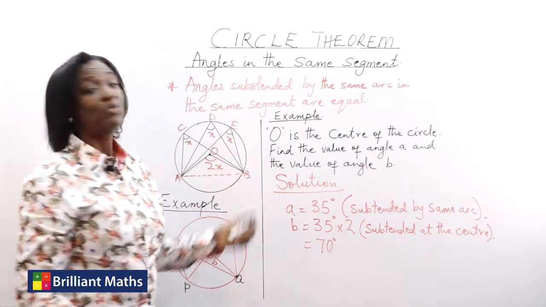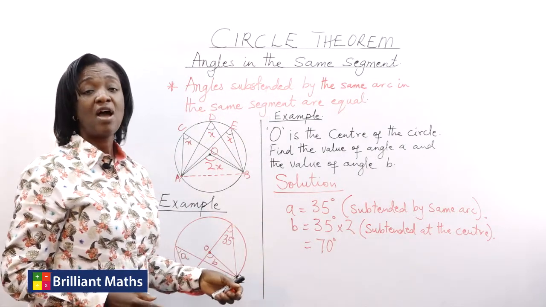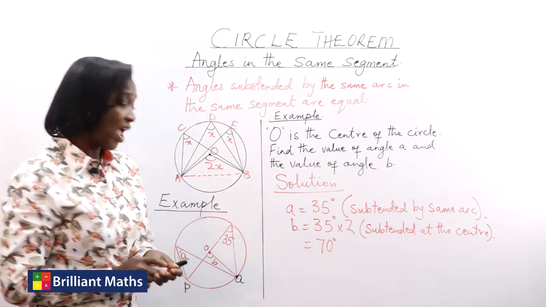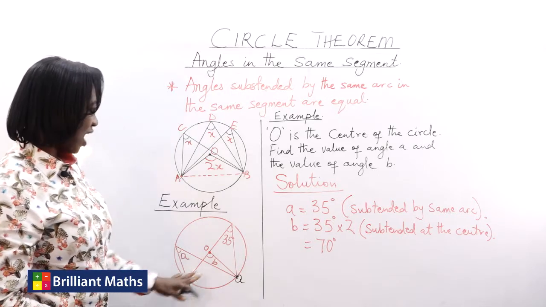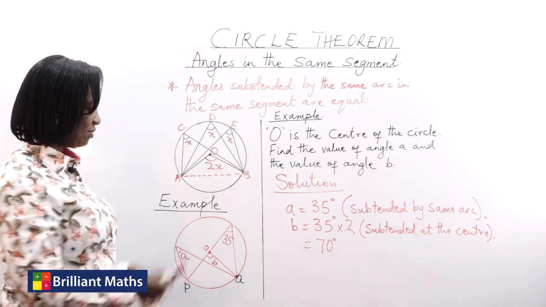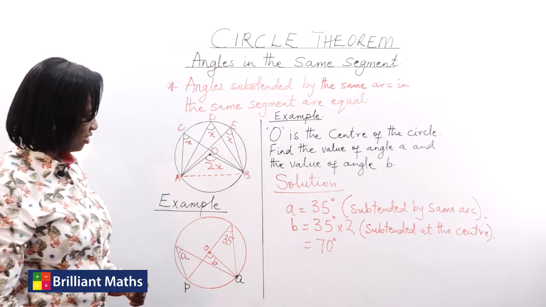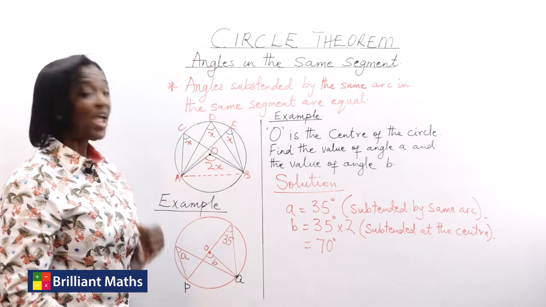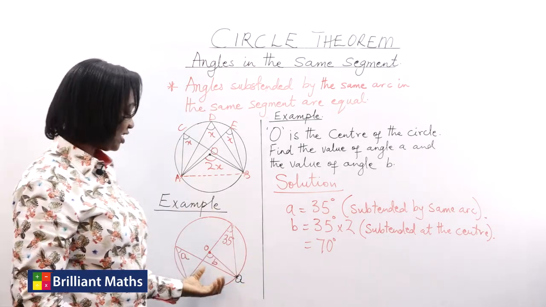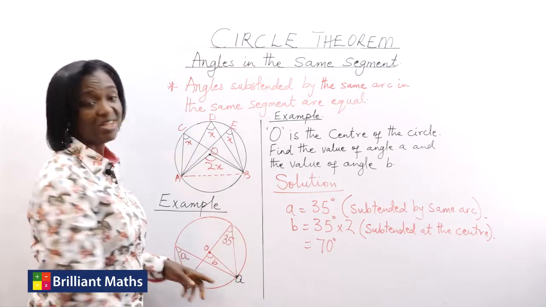So whenever you work with circle theorems, you'll have to give the reason for the solutions you get. So A is equal to 35 because angle 35 and angle A are subtended by the same arc and the same segment. That's the segment there. And then the angle B at the center is equal to 70 degrees because the angle at the center is twice that at the circumference. They are both subtended by the same arc.